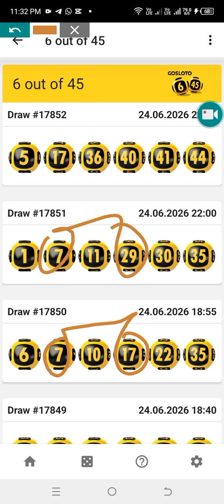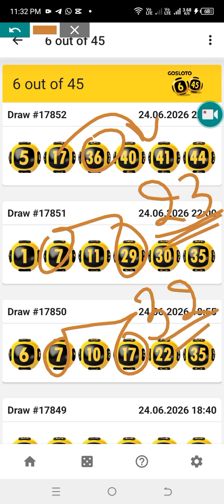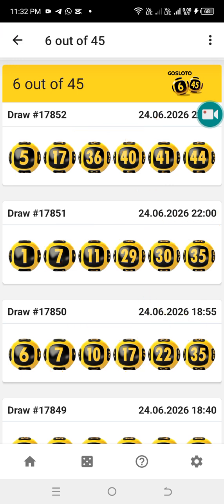So 36 for example, and this is 23. So for today we have a 23, guys, because you can't add, it's gonna be 57. So we have a 23. So 23 can be 32 as well. Alright. So Gosloto 645, the first number is 23 or 32. Alright, so you can see that this is very easy and simple.